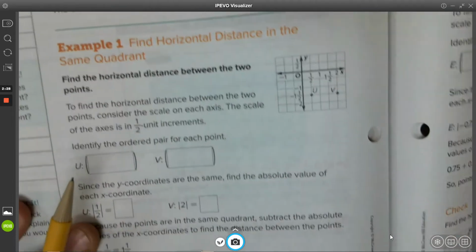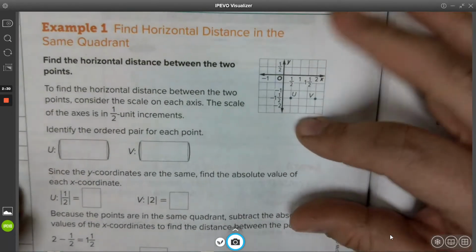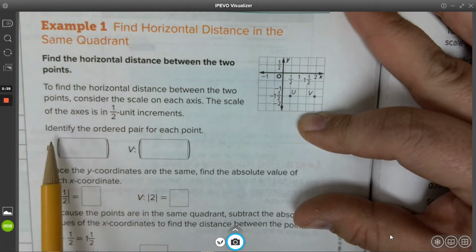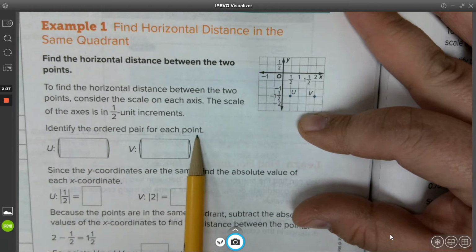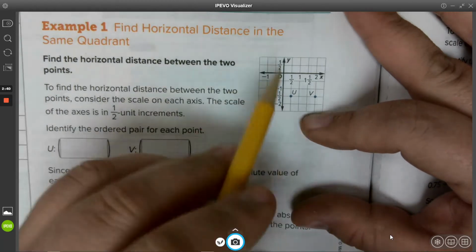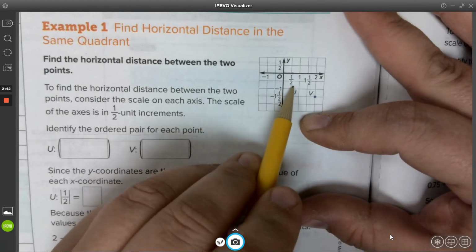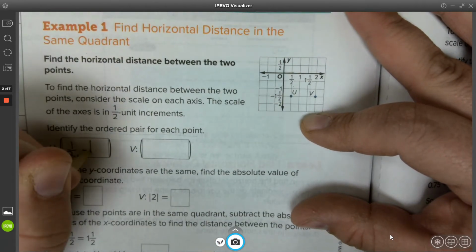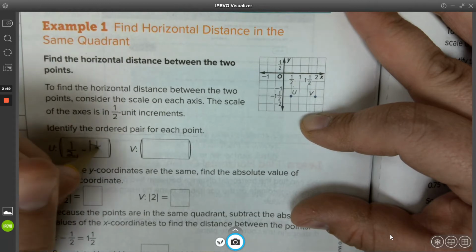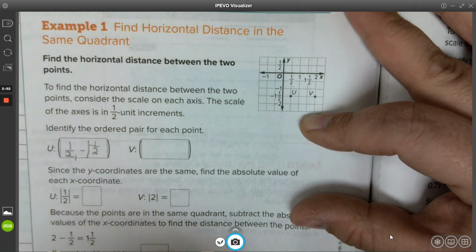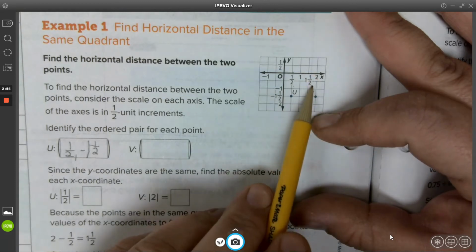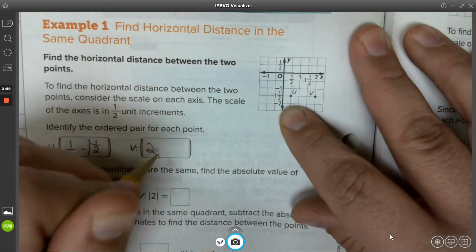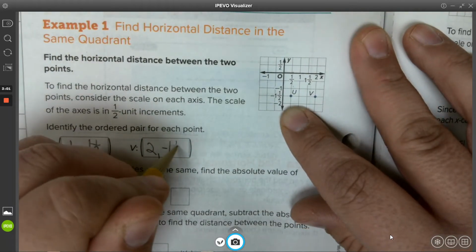Now, let's talk about the same quadrant, which is what we did with our first one. So find the horizontal distance between 2 points. We're going to first identify the ordered pairs for u and v. For u, we would have -1 and 1/2 as our ordered pair. Then we would take a look at v. We have our x coordinate as a 2 and the y coordinate as -1 and 1/2.